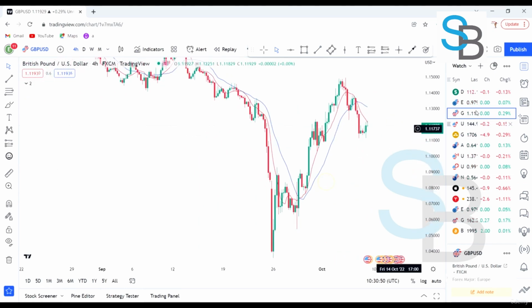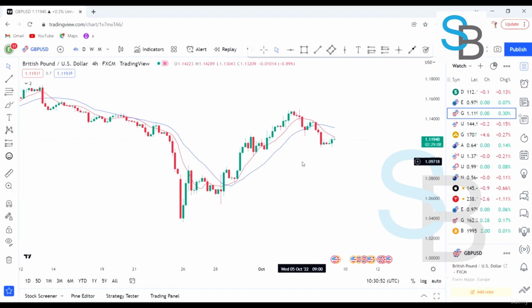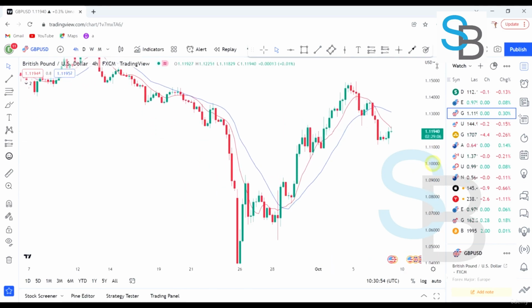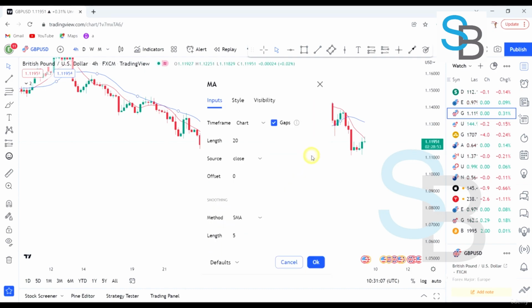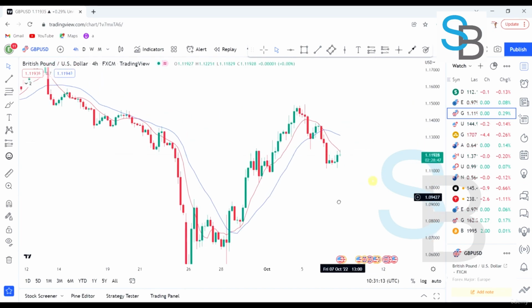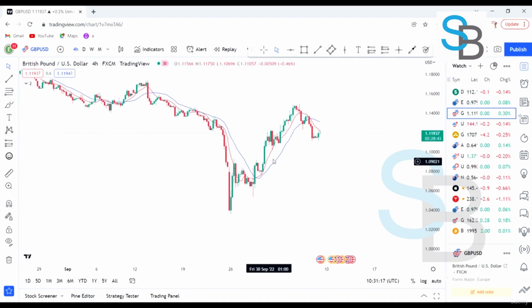So like I said before, shorter period indicators or shorter period moving averages tend to show the direction of the trend in a shorter time frame, or in a shorter period. While the higher period moving averages tend to show the direction of the market in a higher period. So that's what they do.